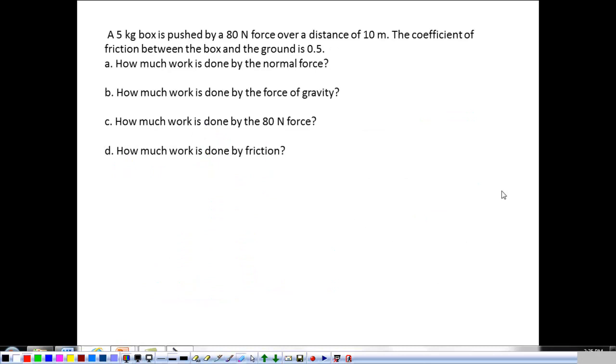Now, here's an example that's going to have us look at net work and kinetic energy. So, we have a box, and we're going to draw all the forces acting on this box. All right. First thing we know is that we have an 80 Newton force acting to push the box. It's a 5 kilogram box, so we know that it has weight. Because it's a 5 kilogram box, we know that weight is 50 newtons.